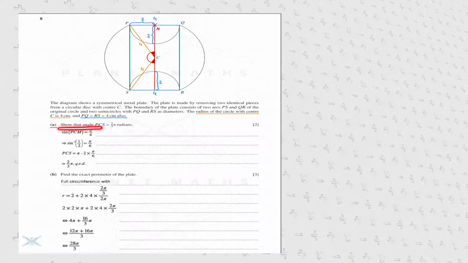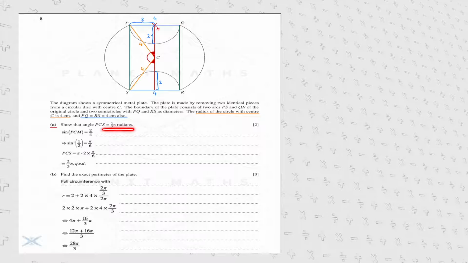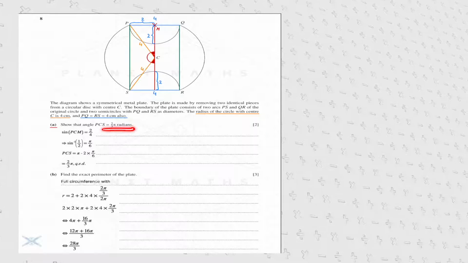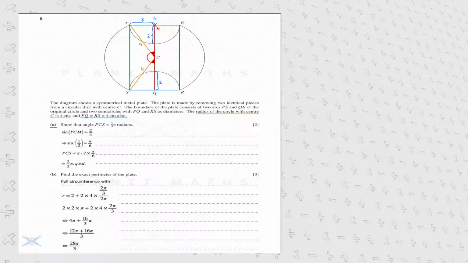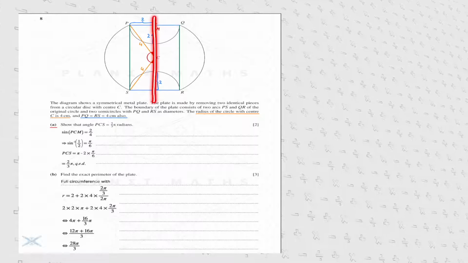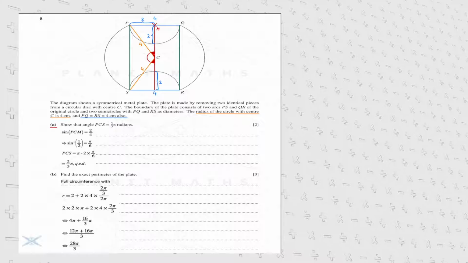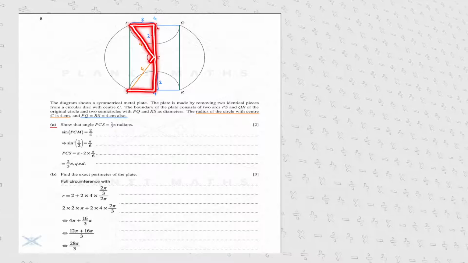In part A of this exercise, we are supposed to show that angle PCS, which is this one here, has the value of 2/3 multiplied pi radians. To find this inner angle, the following can be done. We know that since this metal plate is symmetrical, it's not just symmetrical vertically but also horizontally. We can establish that both of those right triangles here are congruent.